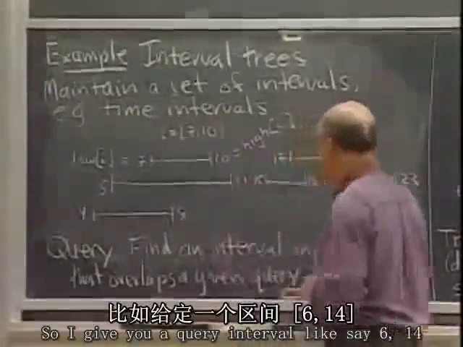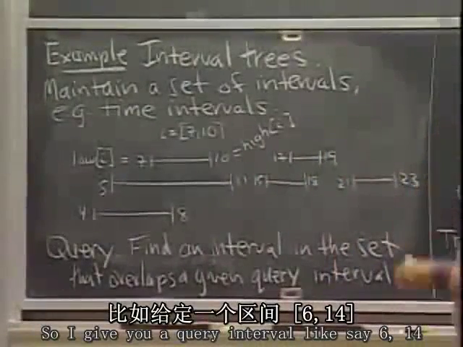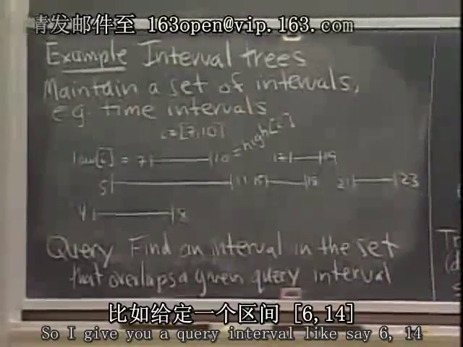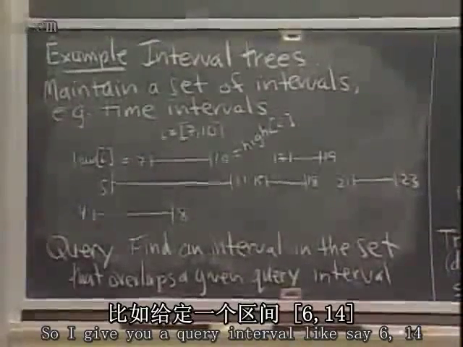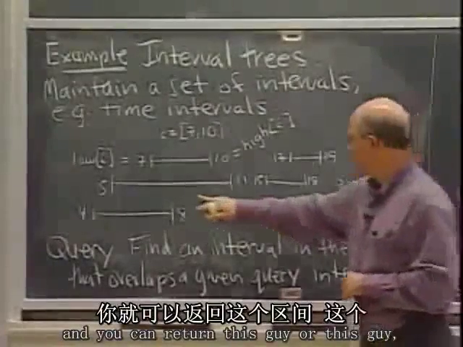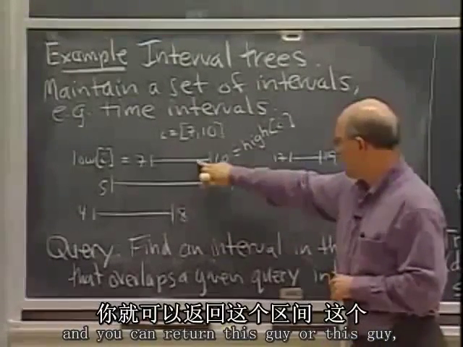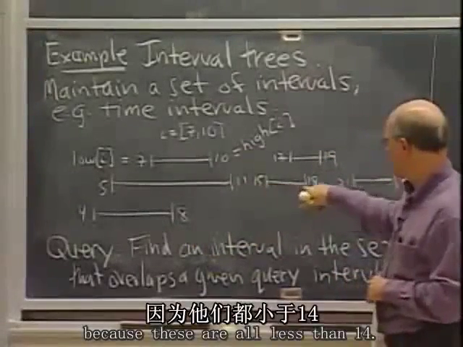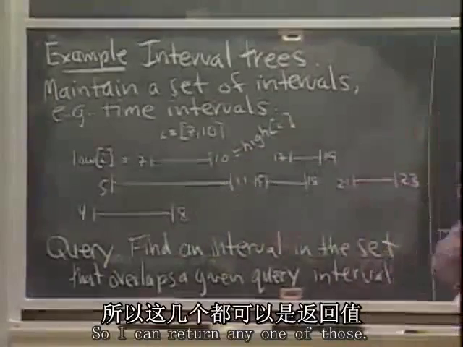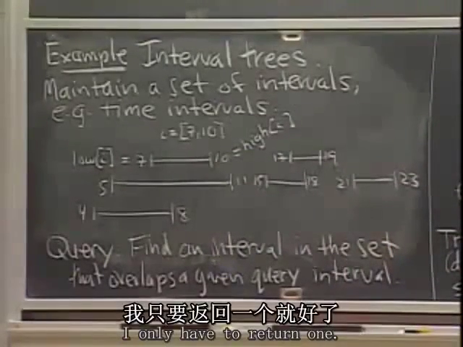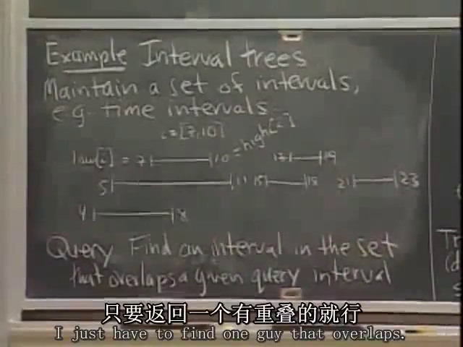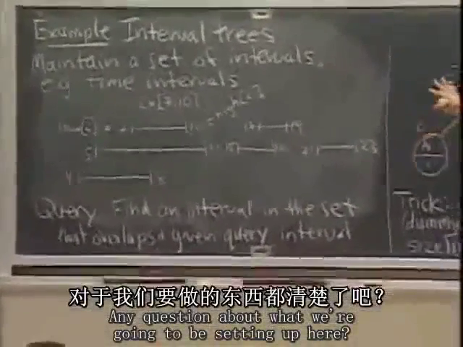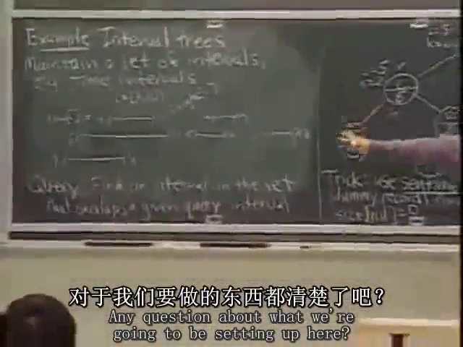Okay, so I give you a query interval like, say, 6, 14, and you can return this guy or this guy, this guy. Couldn't return any of these because these are all less than 14. So whatever, I can return any one of those. I only have to return one. Just have to find one guy that overlaps. Okay? So any question about what we're going to be setting up here?